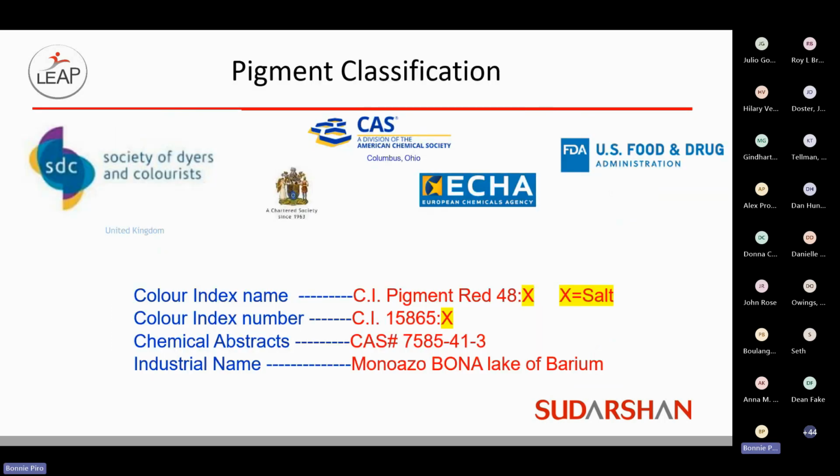From a pigment classification, of course, you hear the terminology Pigment Red 48, and then a number after it. So that number after the colon designates which salt is on that particular crystal. So you see that in the color index name, as well as the color index number.